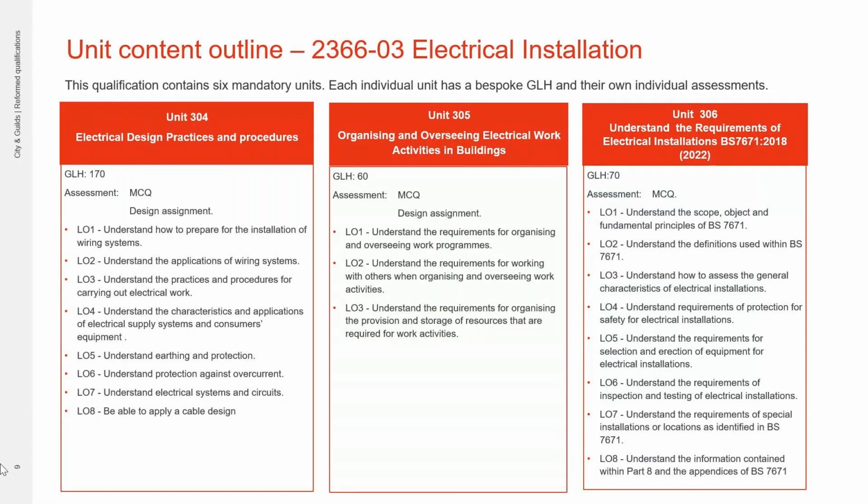And finally, Unit 306, understand the requirements of electrical installations, BS 7671 2018, Amendment 2022, which is a guided learning hours of 70 and multiple choice questioning. So again, just to refresh there, the design assignment is not a design assignment for each unit, it'll be holistically across all those units.